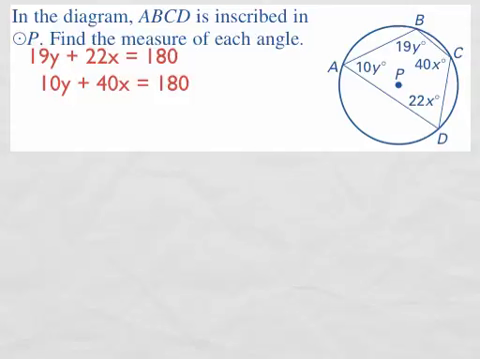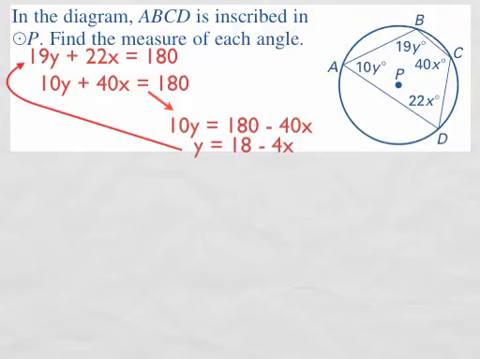The first step to solve for y would be to subtract 40x from both sides. So I would have 10y equals 180 minus 40x. Then I need to divide everything by 10. 10y divided by 10 would just be y. 180 divided by 10 is 18. And 40x divided by 10 is 4x. What I now need to do is take y equals 18 minus 4x and plug it into the first equation, 19y plus 22x equals 180.